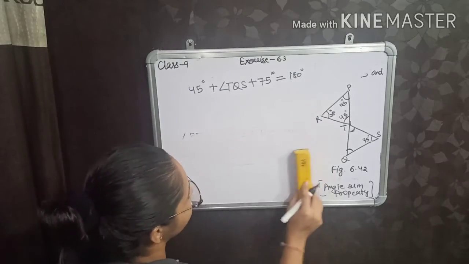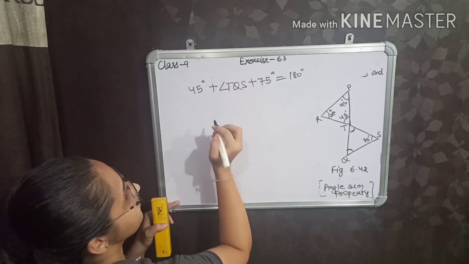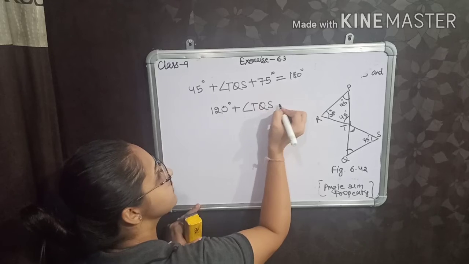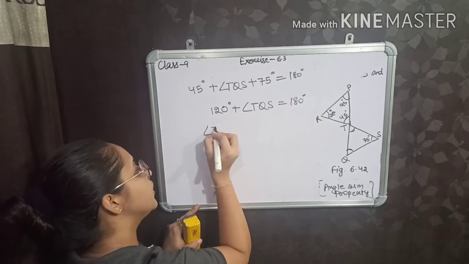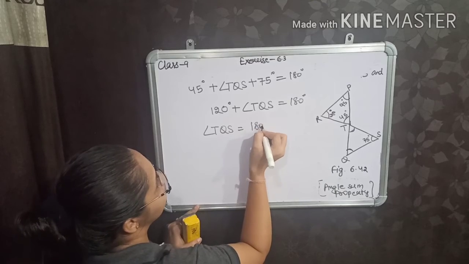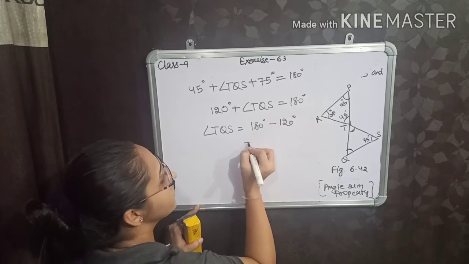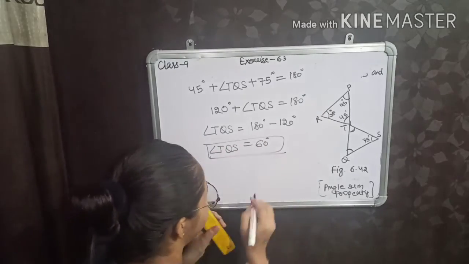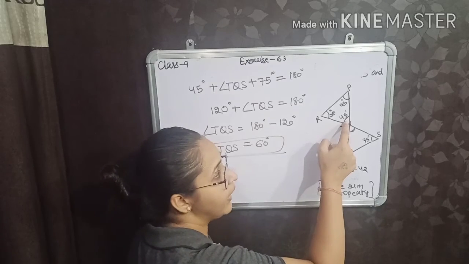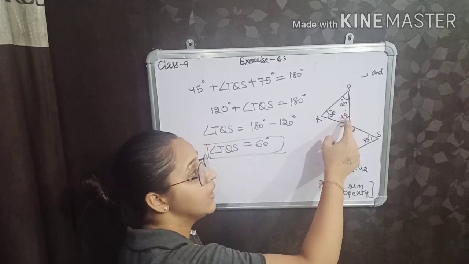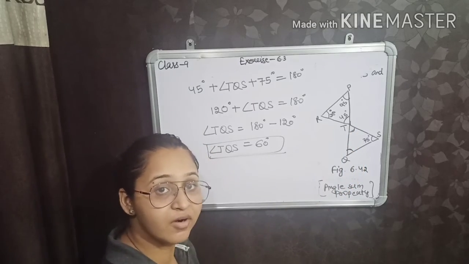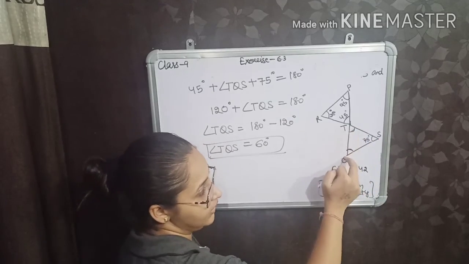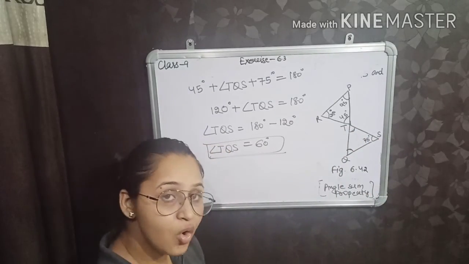Now solve the value. Find the value. 45 plus 75. It will give you 120 degree plus angle TQS is equal to 180 degree. So TQS is equal to 180 degree minus 120 degree and it will give you 60 degree. This is our solution. How easy it is. First, we found this value by angle sum property of triangle. Now this angle and this angle is equal by vertically opposite. Now apply angle sum property in this triangle and it will give you the value of angle TQS that is equal to 60 degree.